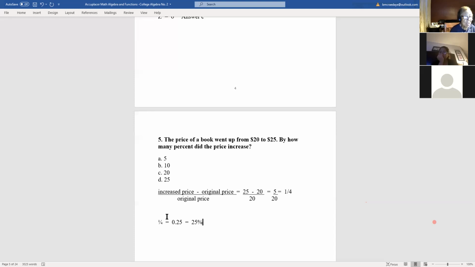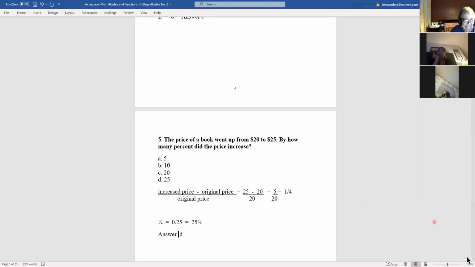25%. But remember, Latoya, it asks by how many percent did the price increase? So the answer is E. They said very clearly percent. They didn't ask for a fraction. Remember, a quarter is 25%, because a dollar has 4 quarters and each quarter is a fourth, and that's 25%. Any questions? Number 5.